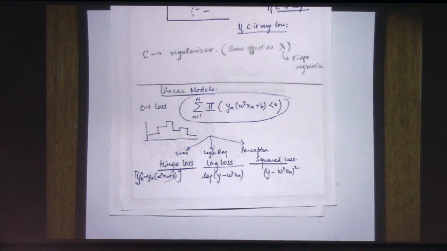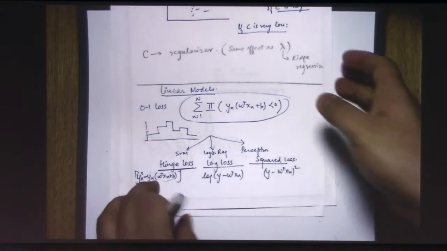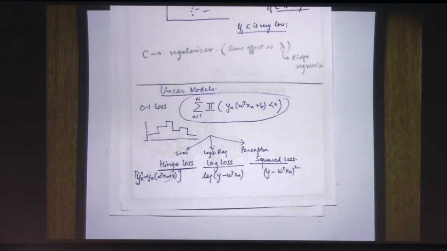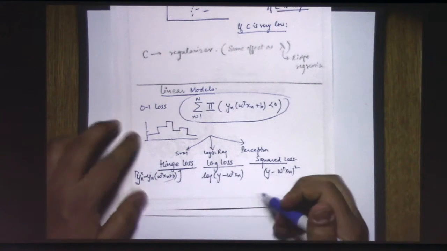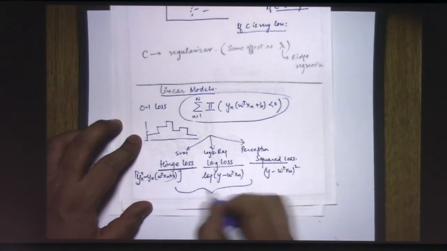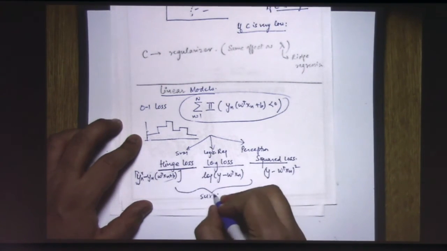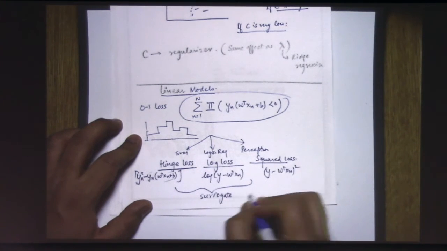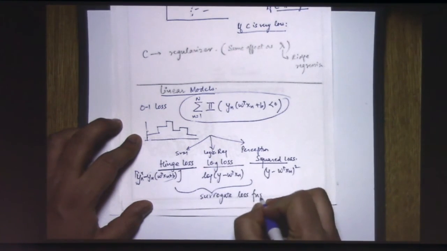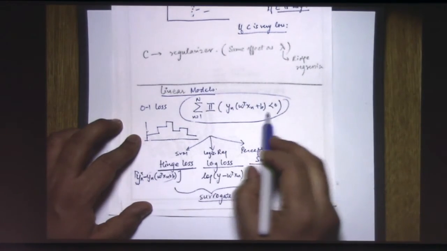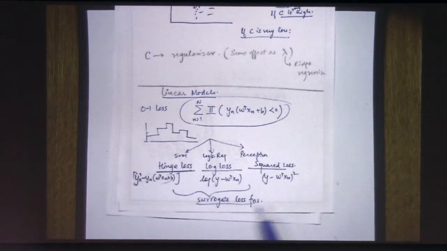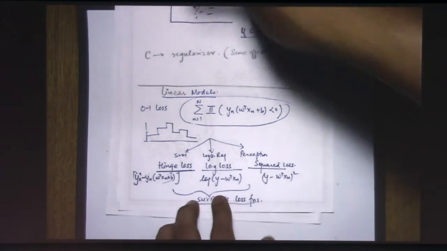All right, so let's look at these losses a little more. What is the difference between all of these loss functions? These loss functions are together called surrogate loss functions. The reason we call them surrogate is that the actual loss that we want to minimize is the 0-1 loss, but it is hard to optimize. So that's why we replace it with functions that are easy to optimize. I'll show you those functions as an illustration.